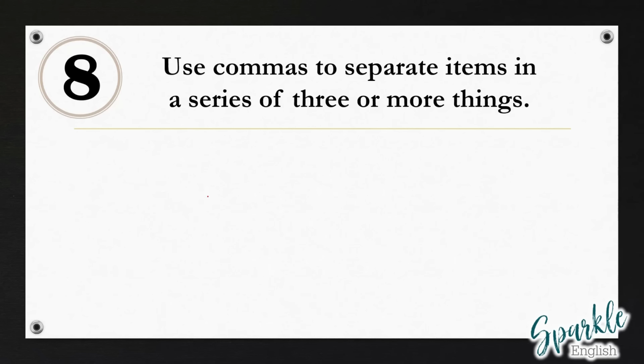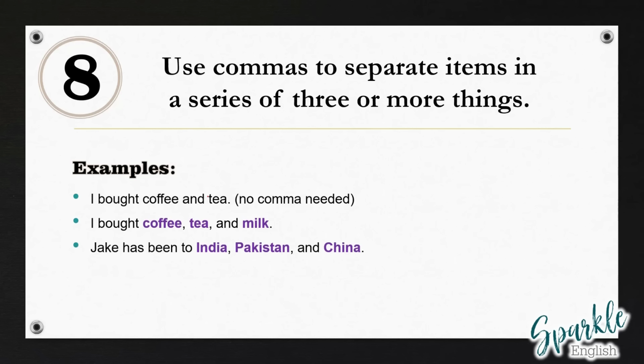Rule number 8. Use commas to separate items in a series of 3 or more things. For example, if you said, "I bought coffee and tea," you do not need a comma because this is just 2 different things. But if we have a list of 3 or more things, we use commas. I bought coffee, tea, and milk.